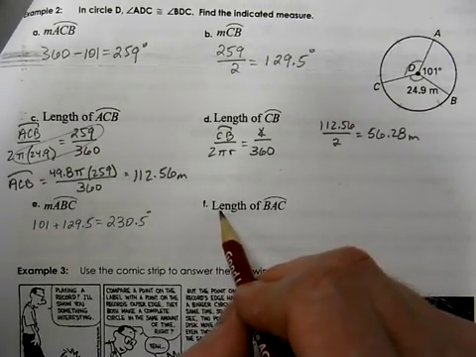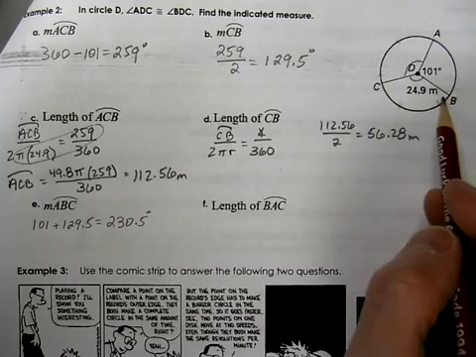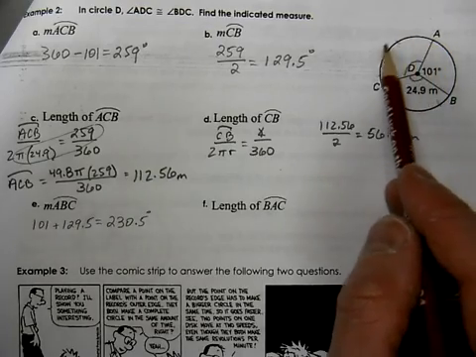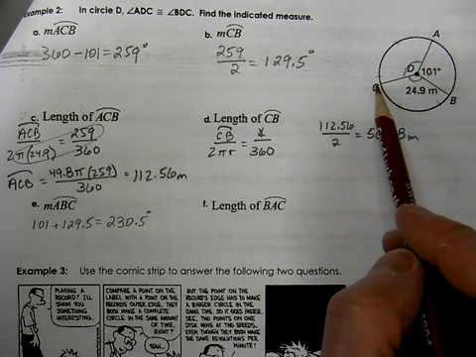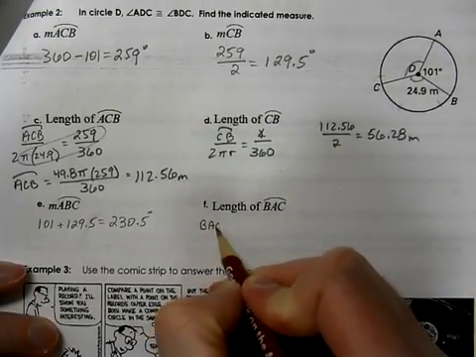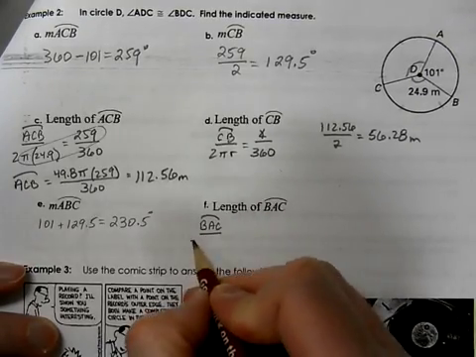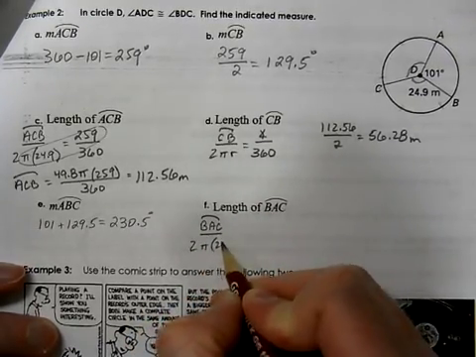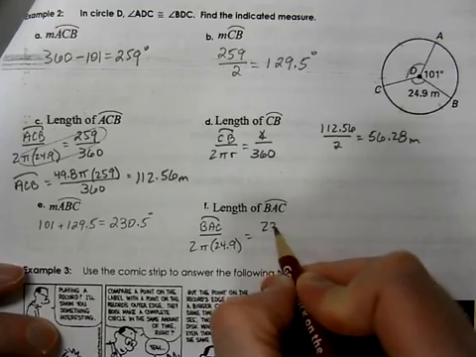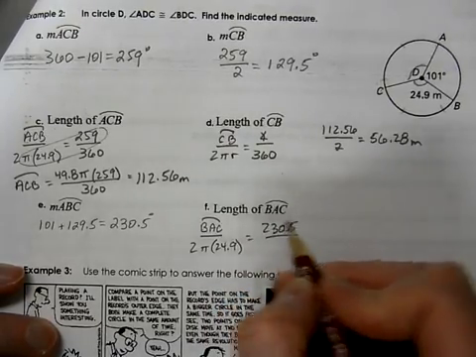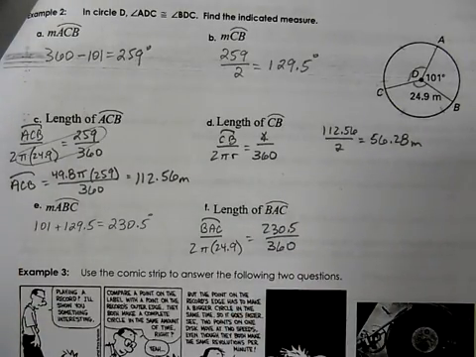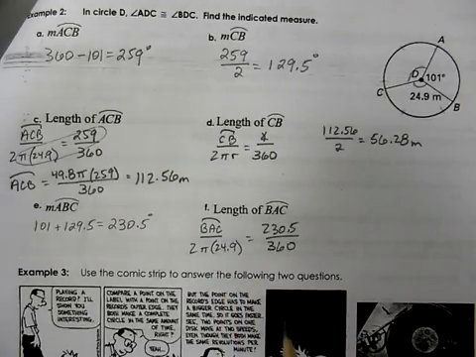So let's look for the arc length of BAC. That's also 101 plus 129.5. There's two ways we could do this. We could say the arc length over 2 pi 24.9 equals the angle, which is 230.5 over 360. We could take that and cross multiply and solve. Totally would work.